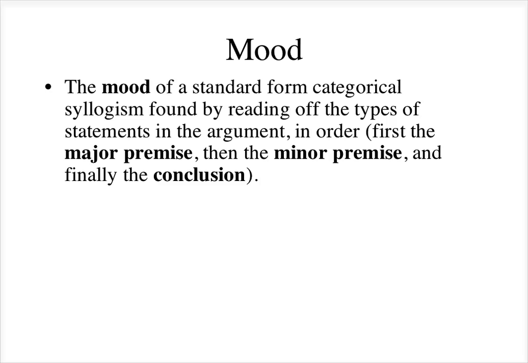This lecture will explain the concepts of mood and figure for standard form categorical syllogisms. The mood of a standard form categorical syllogism can be found by reading off the types of statements in the argument in order. First the major premise, then the minor premise, and finally the conclusion. So this is why we need to put it in that order, because otherwise the mood won't match what it should be.